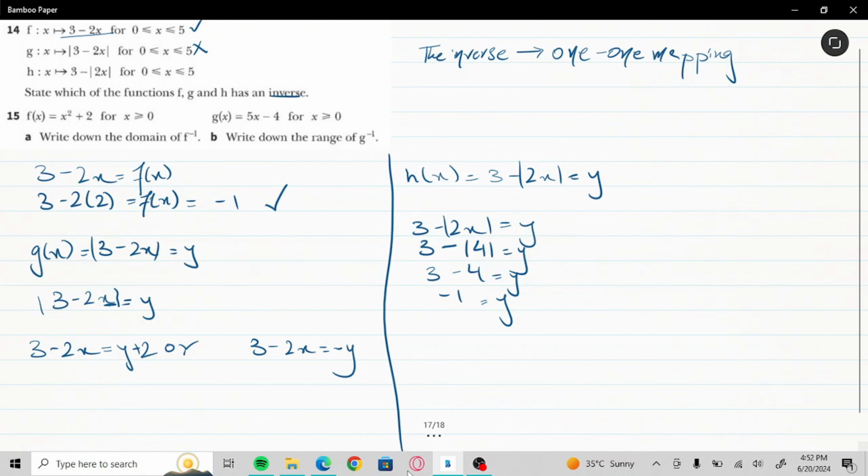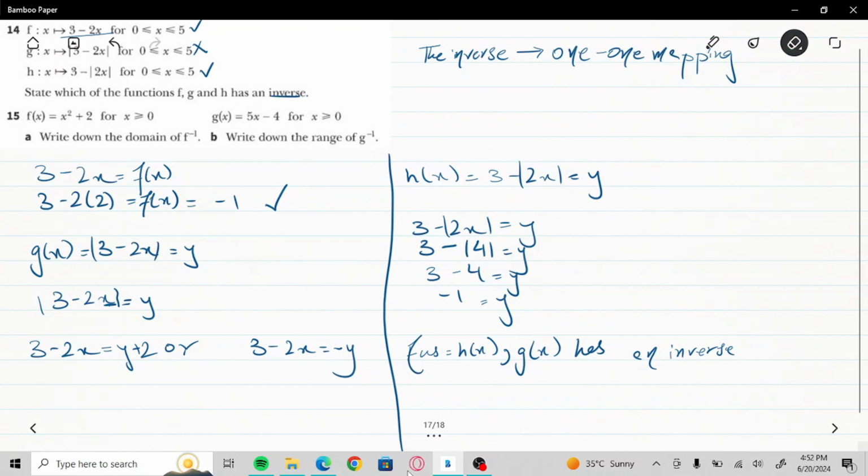So as you can see, for one input we are getting one output. So again, this is a tick. We can say in our final answer that h(x) and g(x) are inverses of each other, and that's it. That's our answer to question number 14.